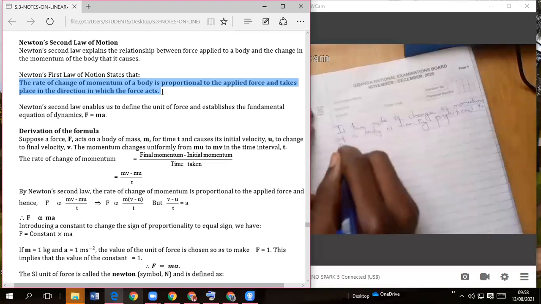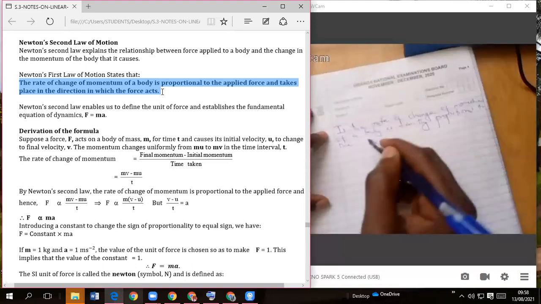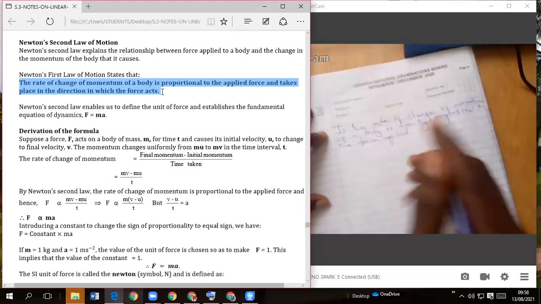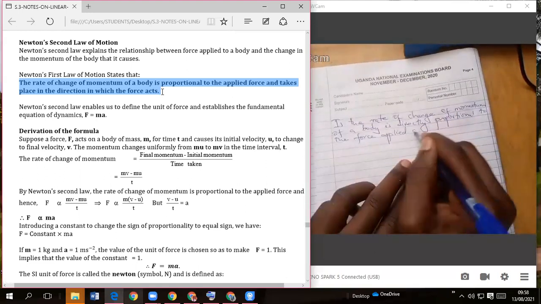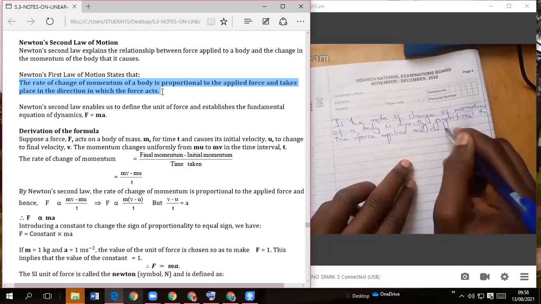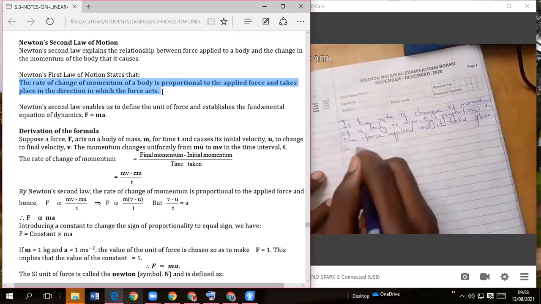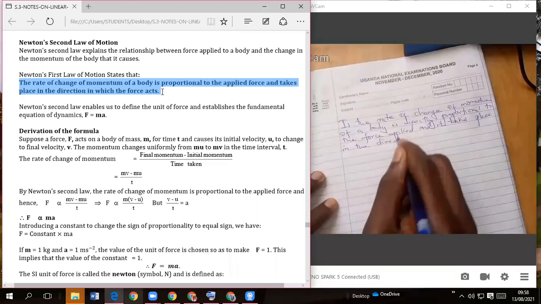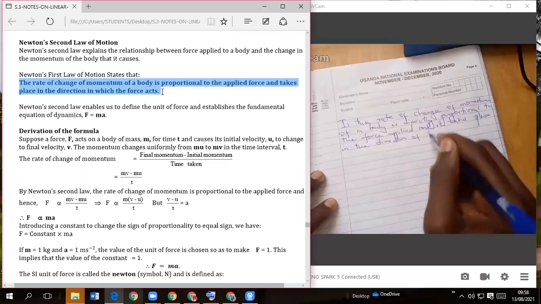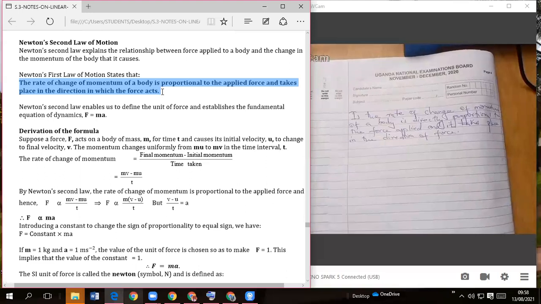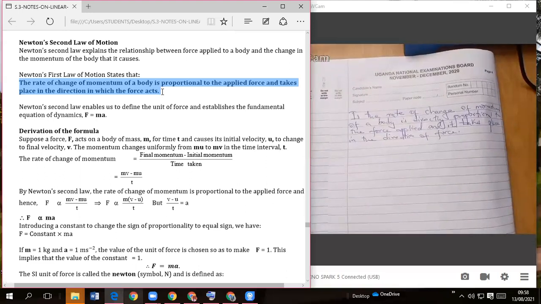to the force applied, and it takes place in the direction of force. That is it. That is what we call Newton's second law of motion.